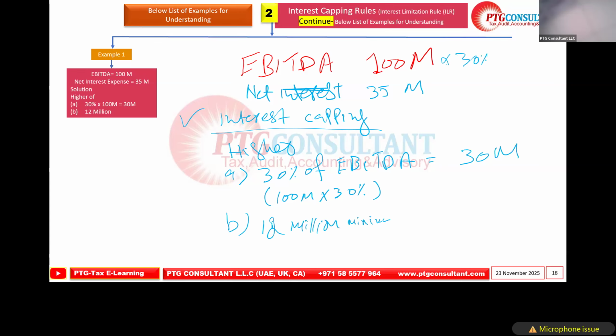So now what is the interest capping rule? Interest deduction limitation. What is the interest deduction limitation?